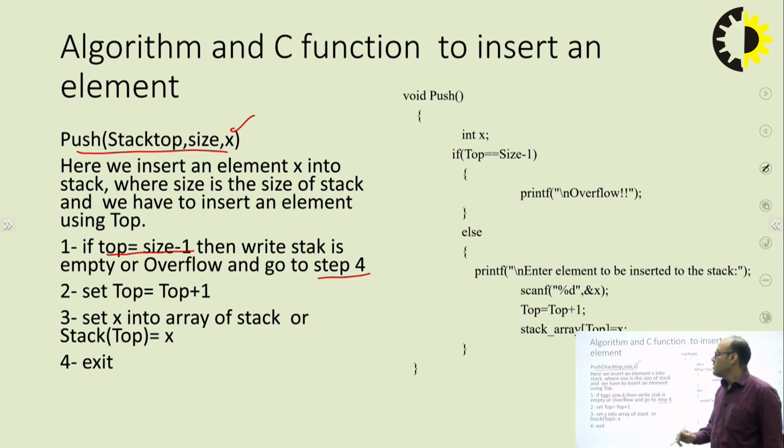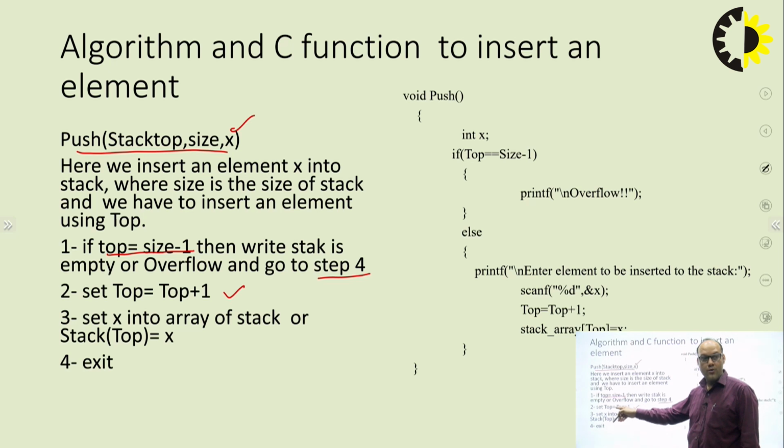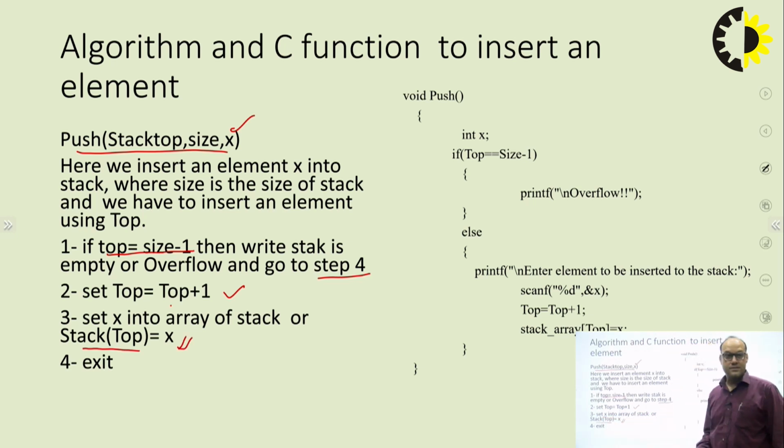Then what we will do, we will just create the position. How is that position created? By incrementing the top, top is equal to top plus 1. Then at that position in the array, we will insert that item. This is a simple algorithm.